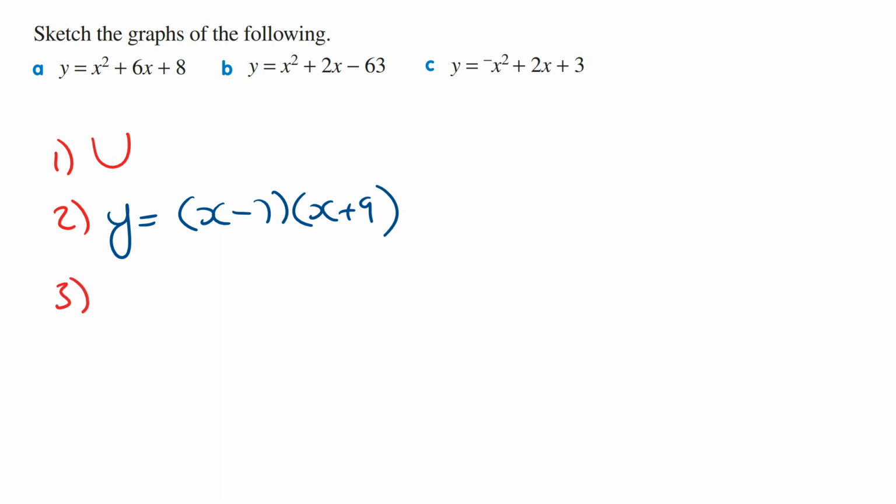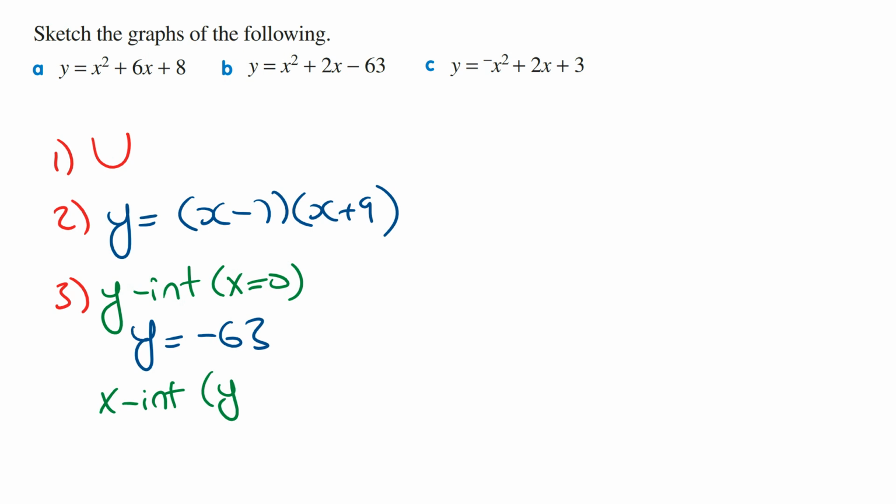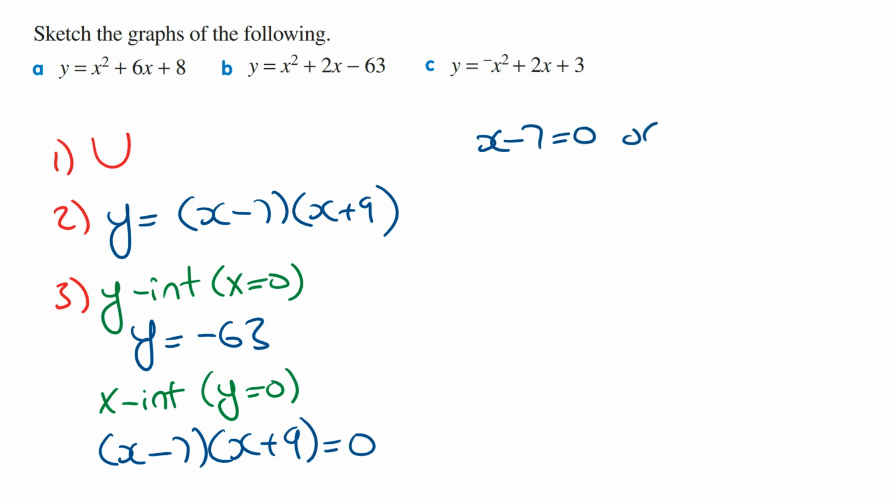Then we need to work out the x and y intercepts. For the y-intercept, we let x is equal to 0 and then solve for y. And so this is going to be y is equal to minus 63. For the x-intercept, we let y is equal to 0 and solve for x, and we use the factorized form. And so x minus 7 times x plus 9 is going to equal 0. Solving for x, we're going to get x minus 7 is equal to 0, or x plus 9 is going to equal 0, which means x is equal to 7, or x is equal to minus 9. And so the x-intercepts are going to be at 7 and at minus 9.